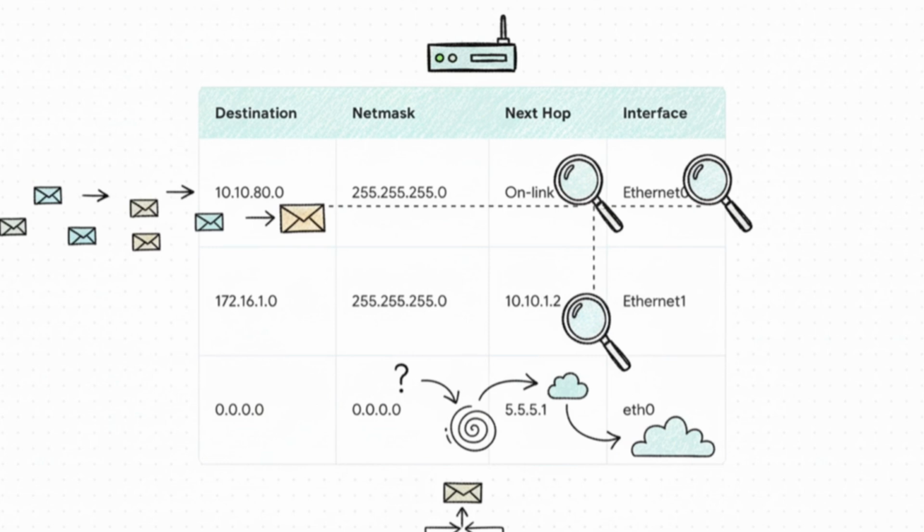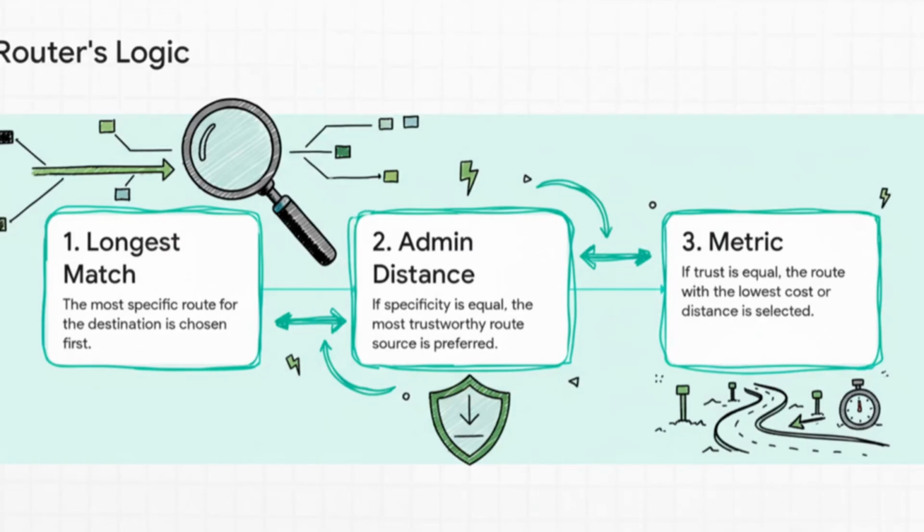But what if there are multiple possible matches? The router follows a very strict three-step logic. First, it always picks the most specific route. A route to a single street is always better than a route to the whole city. If there's a tie, it looks at administrative distance, which is just a fancy way of saying which source of information do I trust more. And if they're still tied, it finally looks at the metric, the cost of the path, and picks the one that's fastest or shortest. Decision made, and our packet is sent on its way.